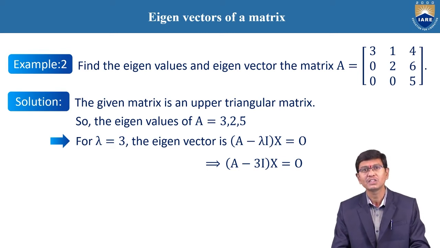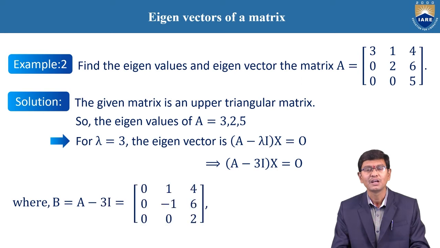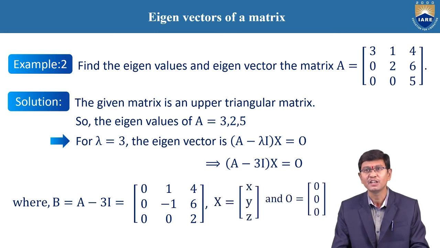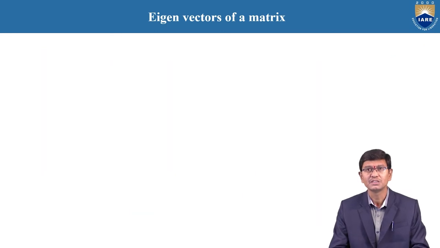According to the definition of the eigenvector, A minus lambda I into x is equal to 0, where A is the given matrix and lambda is an eigenvalue. Therefore, with A minus 3I into x equal to 0, let us assume that B is equal to A minus 3I. The matrix changes to 0, 1, 4, 0, minus 1, 6, 0, 0, 2, where x is a non-zero vector x, y, z, and 0 is the corresponding column vector 0, 0, 0.